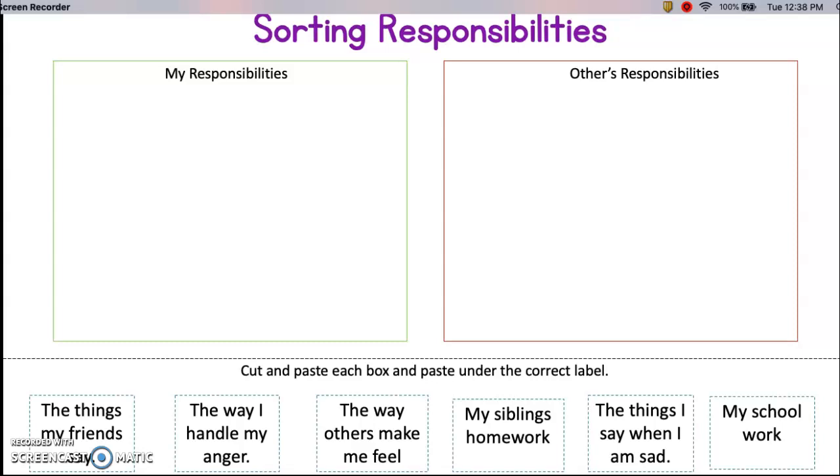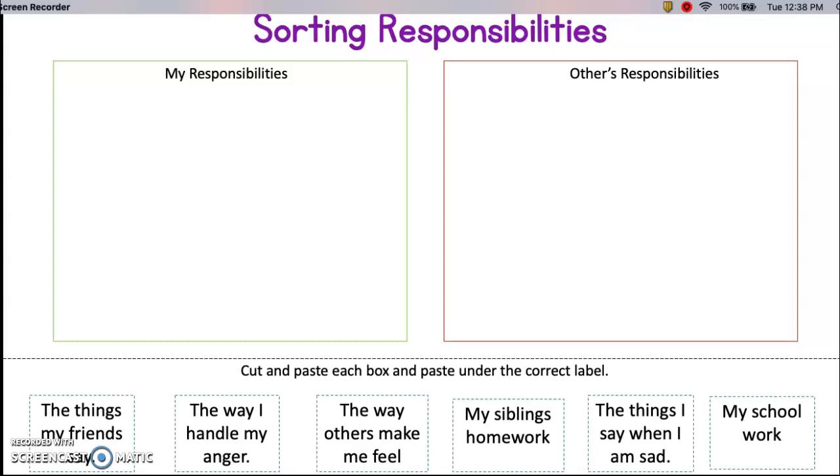Here they are. The things my friends say. Is that your responsibility or is that others' responsibility? How about the next one? The way I handle my anger. Would that be your responsibility or is that someone else's responsibility?